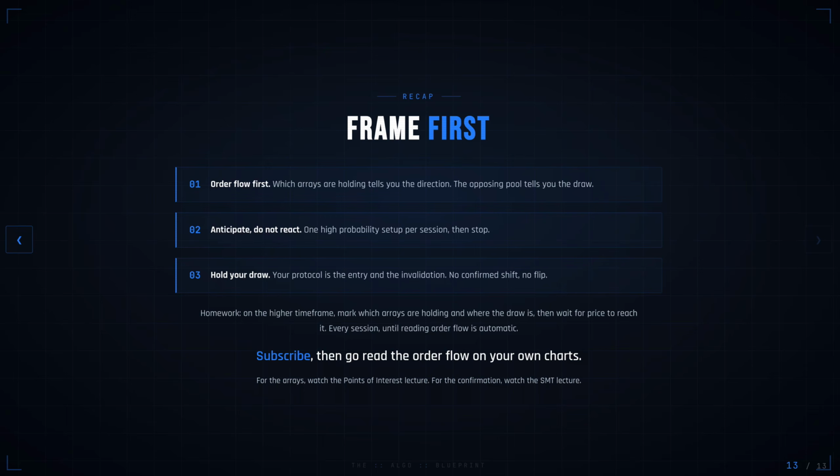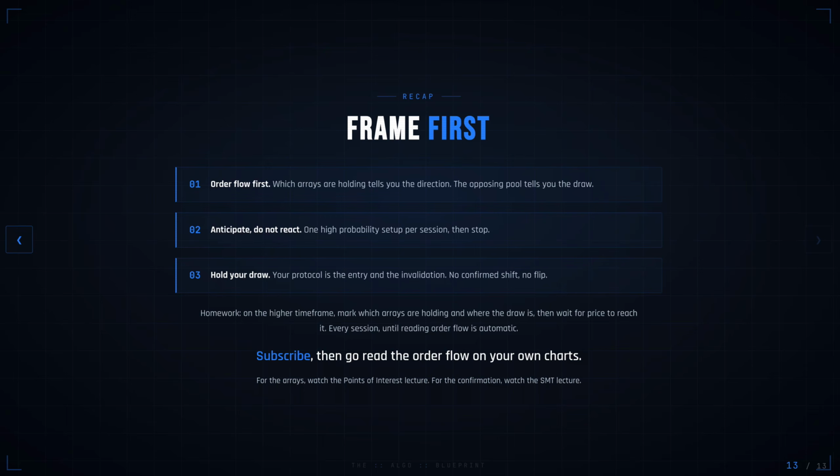And you have those liquidity sweeps. So okay, if this liquidity gets swept, I have a time-based liquidity sweep, and then it's possible for price to reverse off of here or to retrace off of here depending on the draw liquidity. Is it hit or not? Easy. Hold your draw. Your protocol is the entry and the invalidation. No confirmation, no shift, no flip.